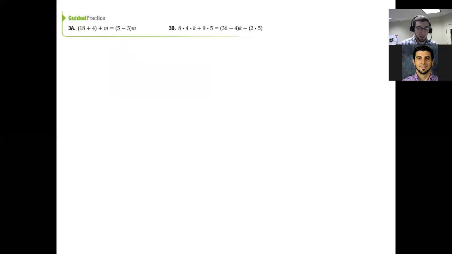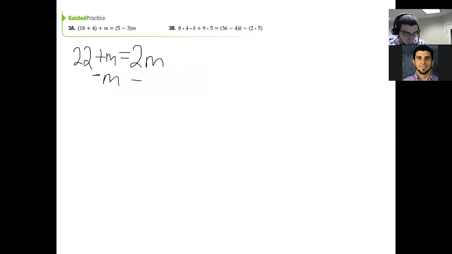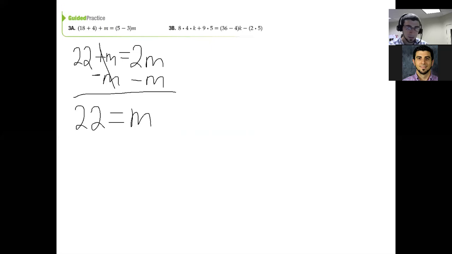All right, let's try 3a. So 8 plus 4 is going to give you 22 plus m equals 5 minus 3 equals 2m. And then you could subtract m from both sides, and you get 22 equals m. So that's the answer to that one.